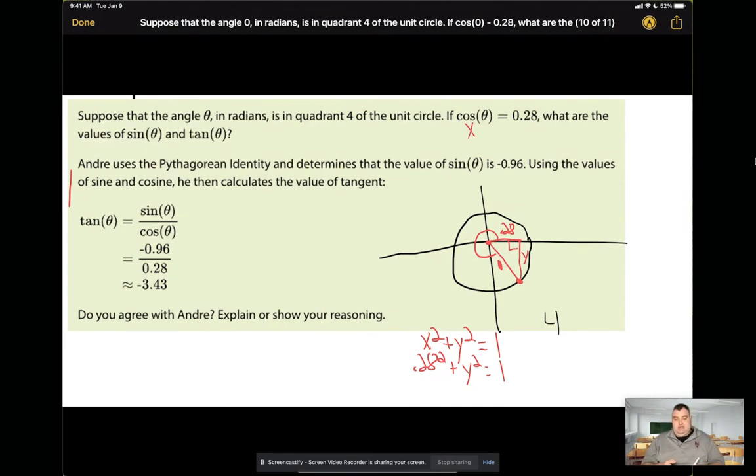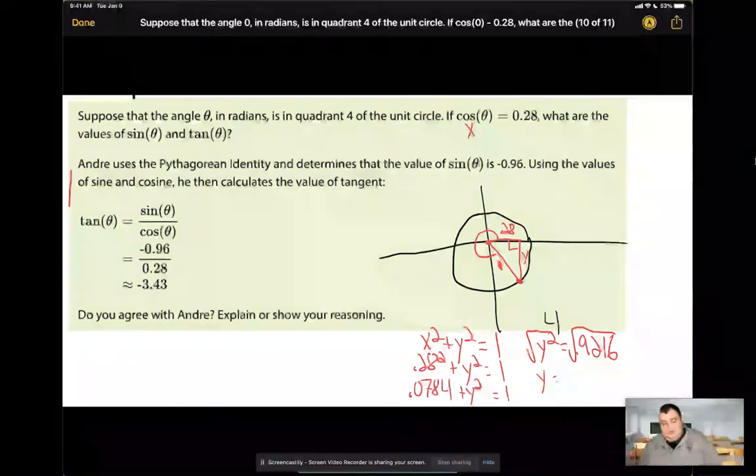All right, so let me get a calculator here. 0.28 squared is 0.0784, plus y squared equals 1. So I'm going to subtract 0.0784 from both sides, and I end up with y squared equals 0.9216. To finish it off, all I'm going to do is take the square root of that side.